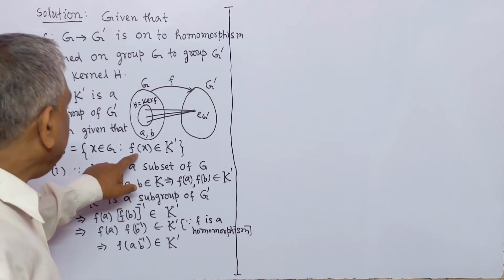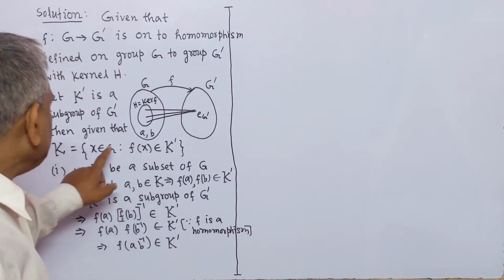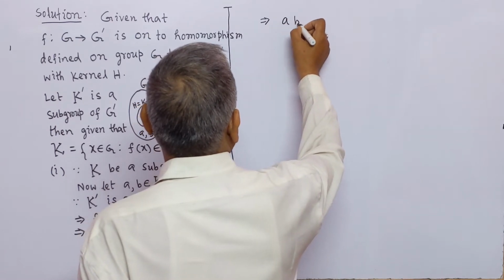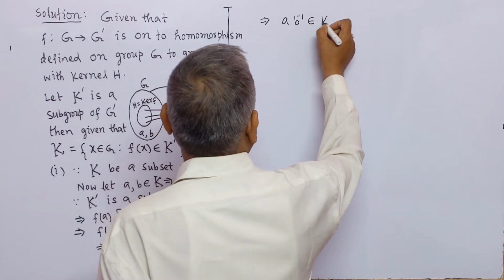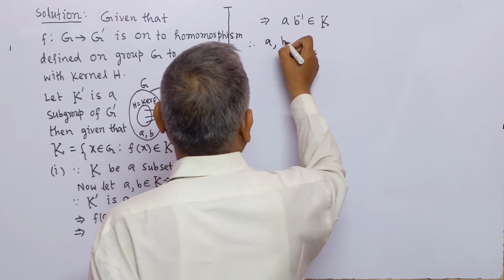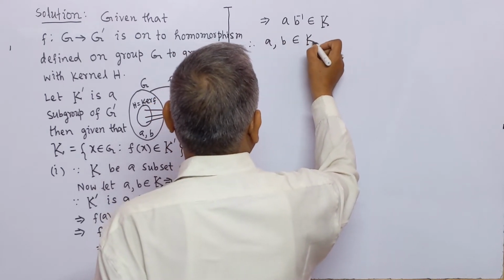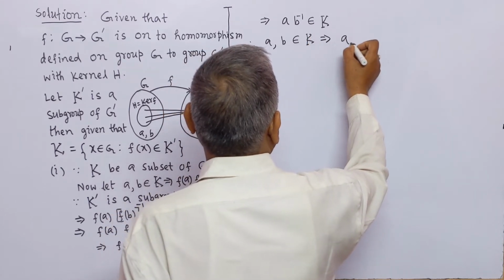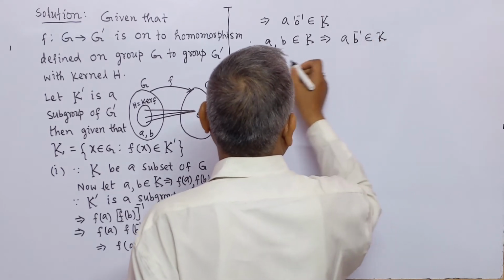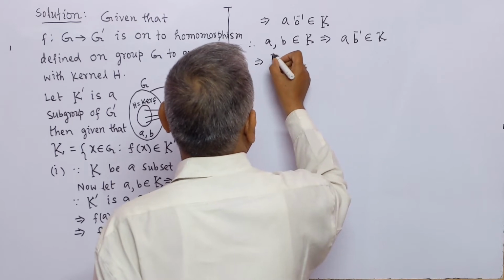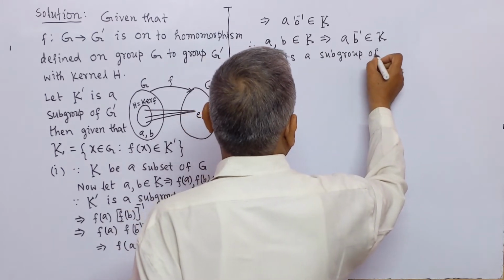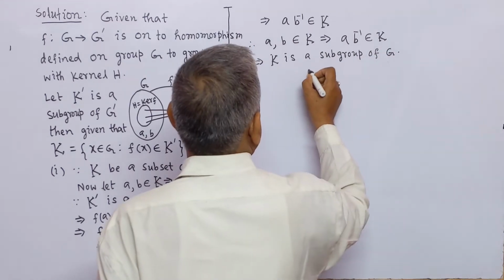Here we have seen that if F(x) belongs to K prime, then x belongs to K. This implies that a b inverse belongs to K. Therefore, a, b belong to K implies that a b inverse belongs to K, which implies that K is a subgroup of G. First part proved.